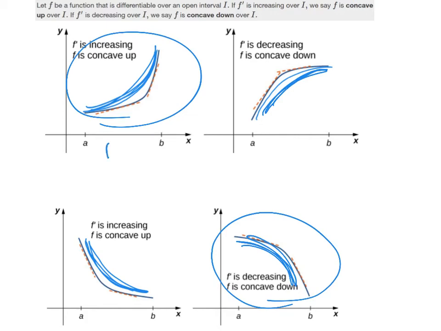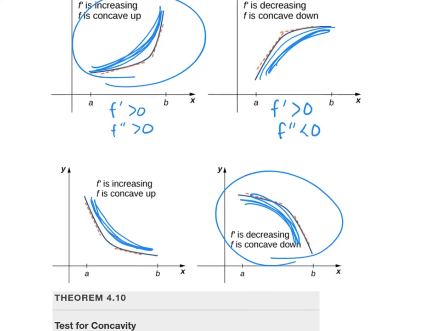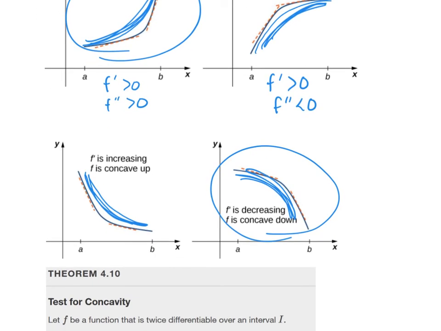So this is f prime is greater than 0 and f double prime is greater than 0. This one is f prime is greater than 0, f double prime is less than 0. This one is f prime is less than 0, but f double prime is greater than 0. And this last one is f prime is less than 0 and f double prime is less than 0.